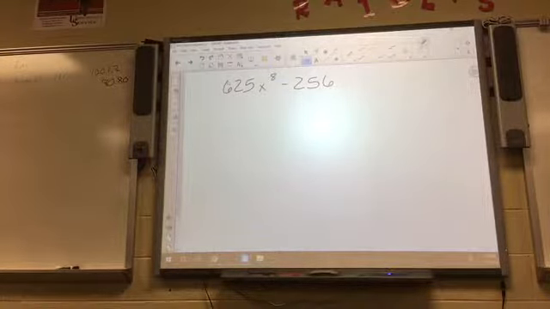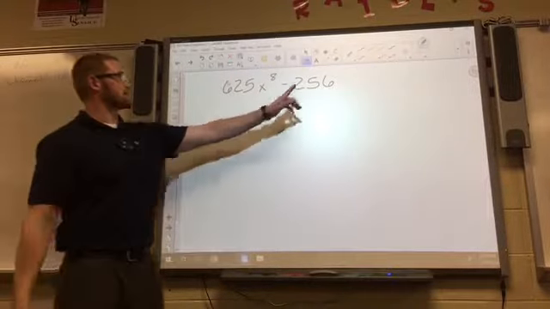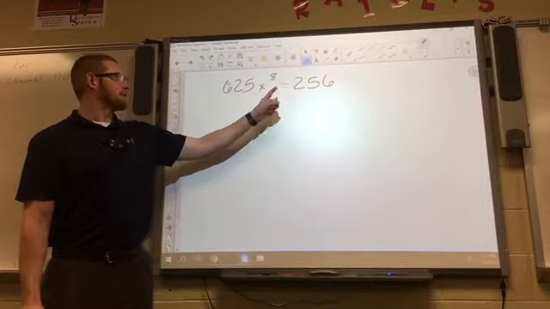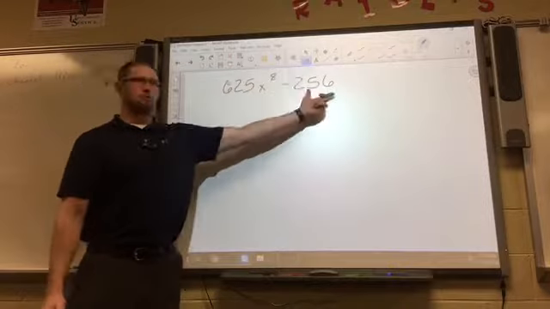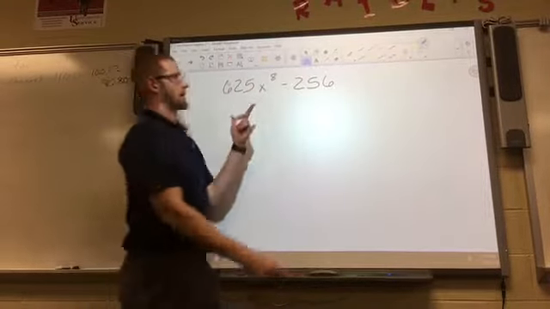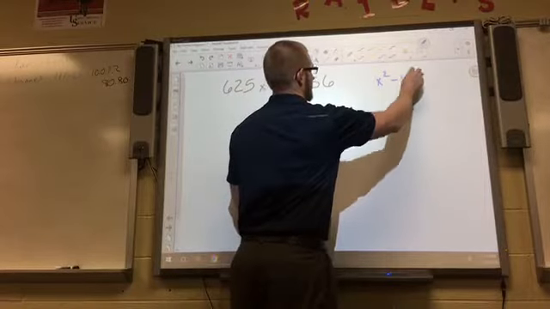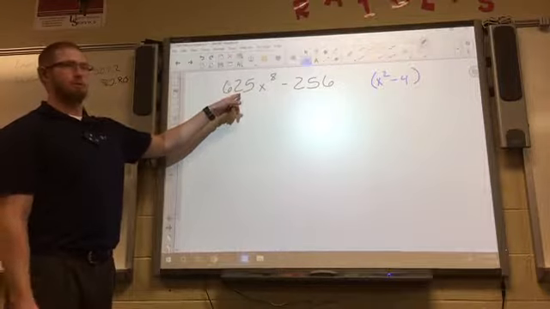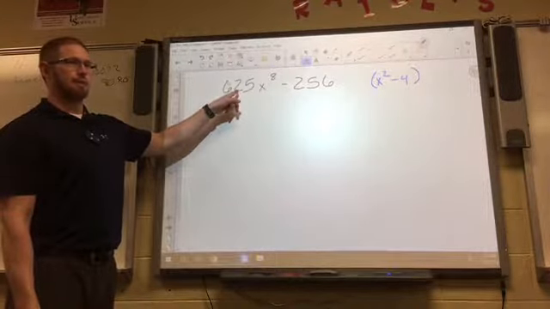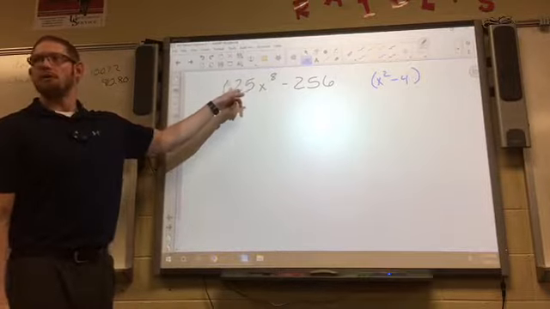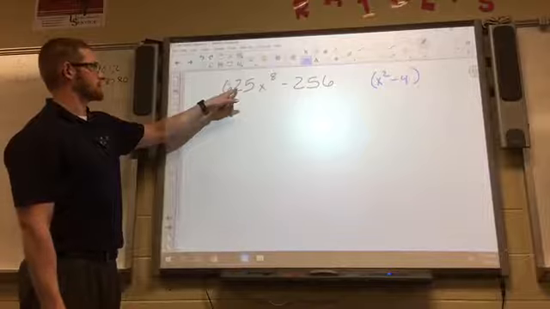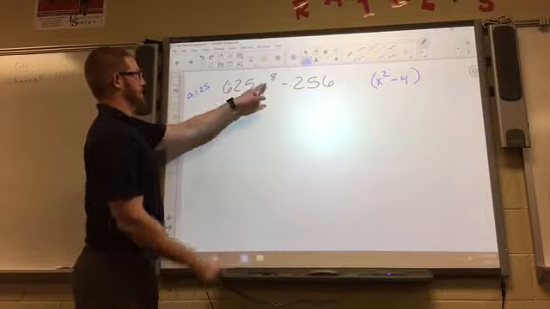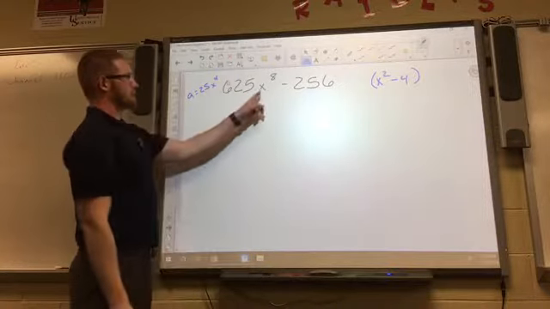So if x to the 8th is a perfect square, what you should do is check and see if these are perfect squares. Because if they are, then I have the difference of two squares. It would be similar to x squared minus 4, just on a much larger scale. Is 625 a perfect square? Yes. The square root of 625 is 25, so my a would be 25x to the 4th.